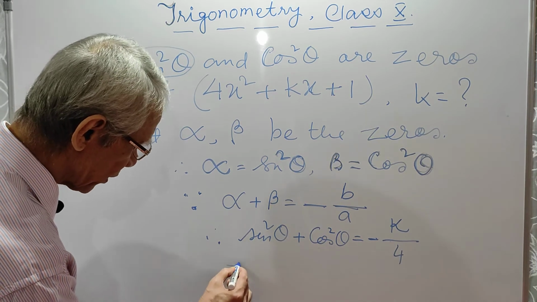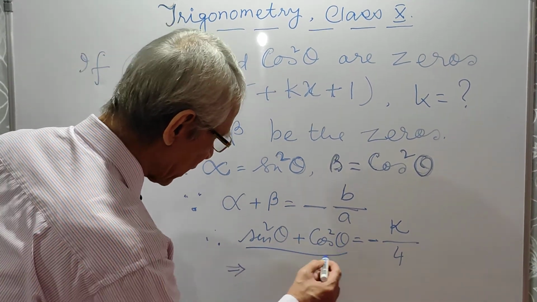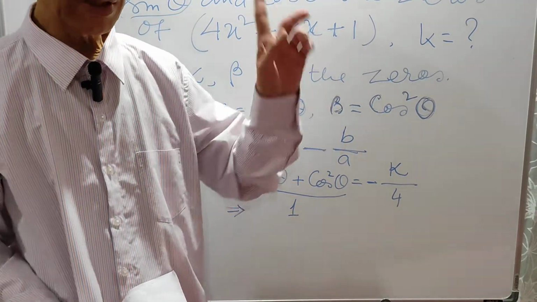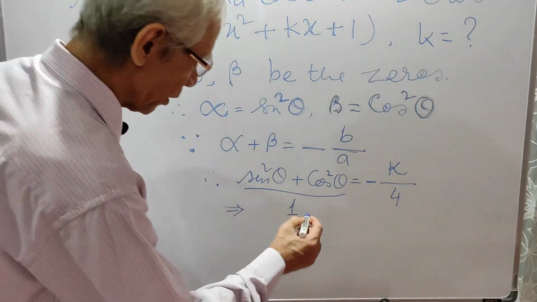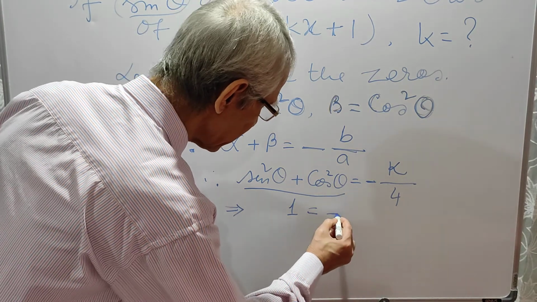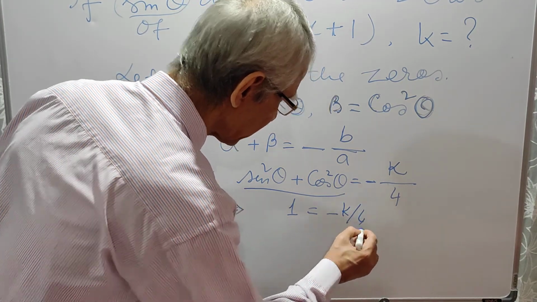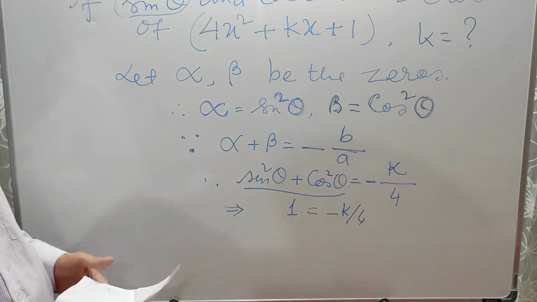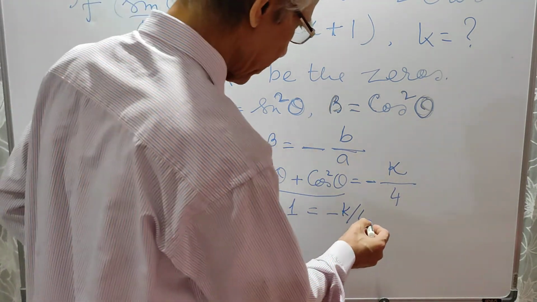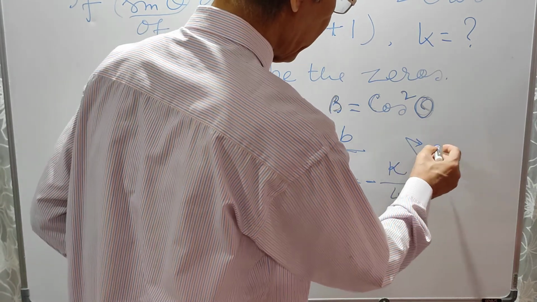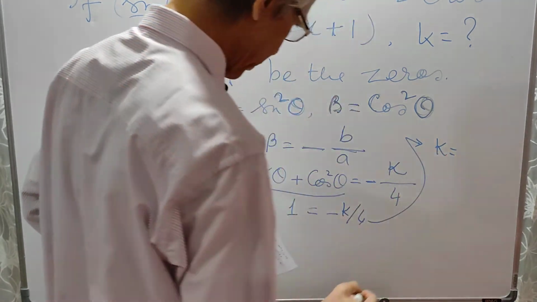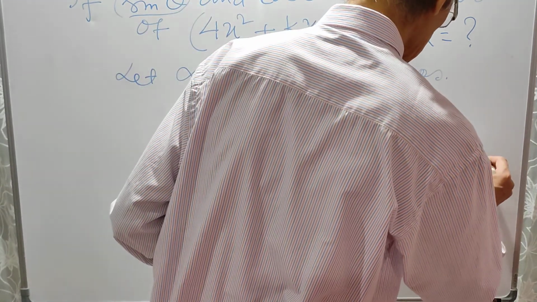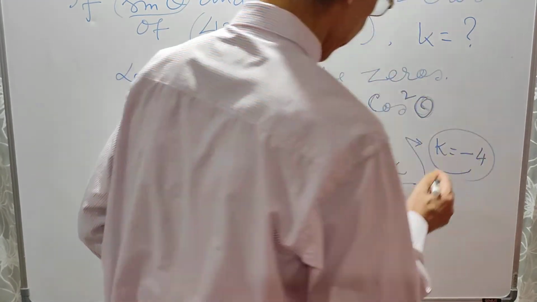Now next step. Now this one we know it is 1. Sine square plus cos square equal to 1. That is the first formula, isn't it? So 1 equal to what? 1 equal to minus k by 4. So from here we get the value of k. Therefore k equal to what? K equal to minus 4. So this is the answer.